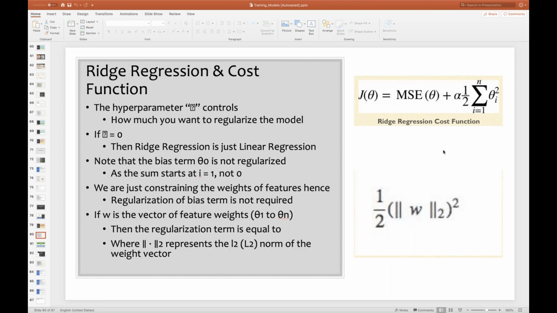Here you get theta, like theta 0, theta 1, theta 2, and so on, a set of values. In those values, what he's saying is theta of 0 is not regularized. That is fine. We are not concerned about it. We are just constraining the weights of the features. Hence, regularization of the bias term is not required.